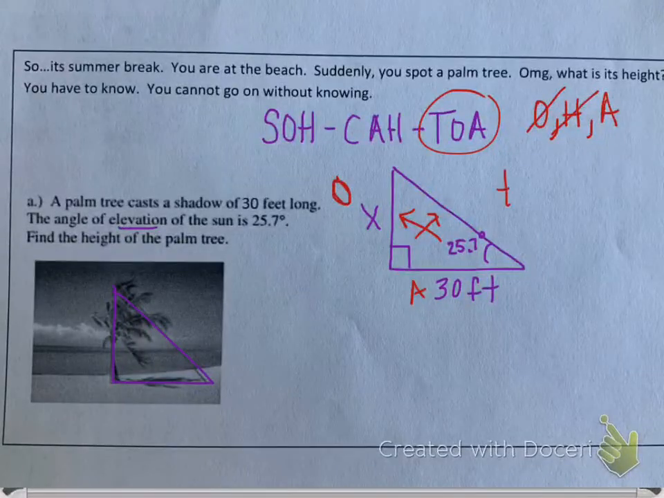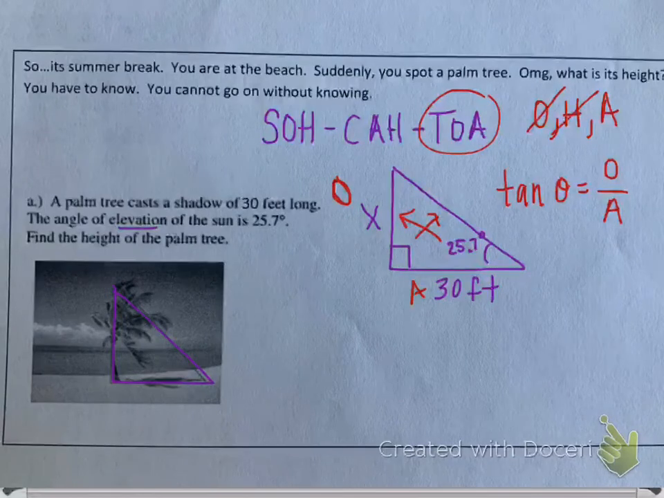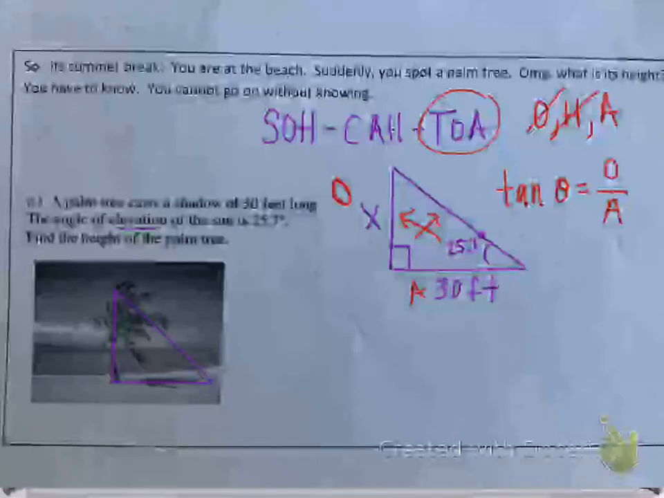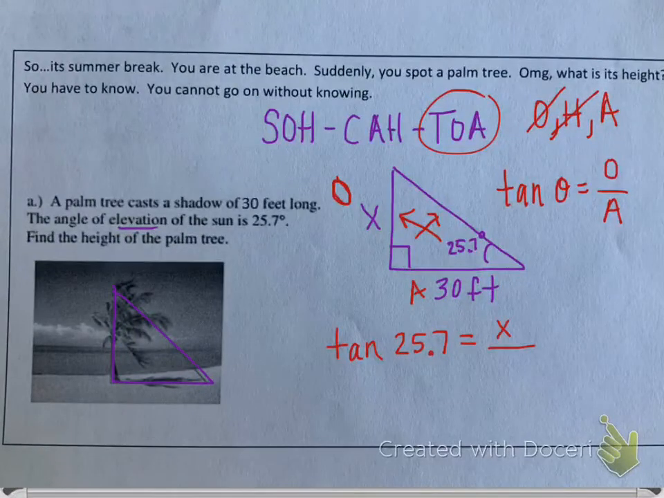So tangent of the reference angle, I'm just using theta, which is a symbol to represent your reference angle, is equal to opposite over adjacent, right? So this is the equation that we're going to use, and now we're going to plug in from the picture. So tangent, the reference angle is 25.7 degrees, and that's equal to opposite, which is X, over adjacent, which is 30.